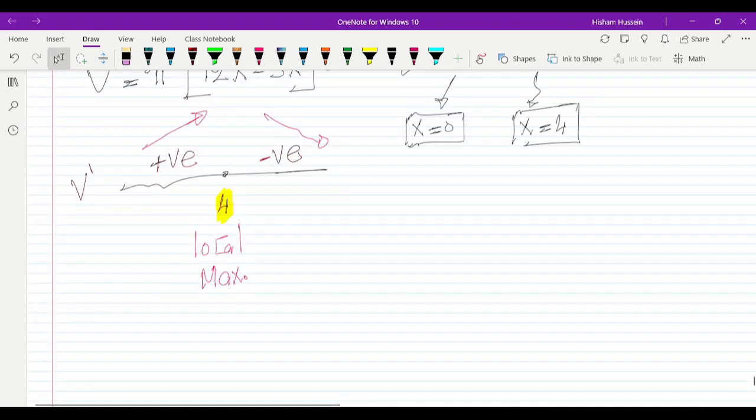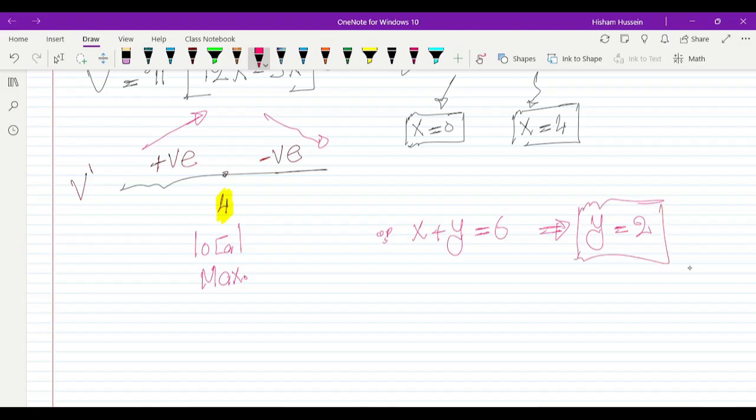So this is x. But as x plus y equals 6 and x equals 4, then y equals 2. Then the maximum volume, V maximum, will be pi times x squared, which is 4 squared, times y, which is 2, so 32 pi.